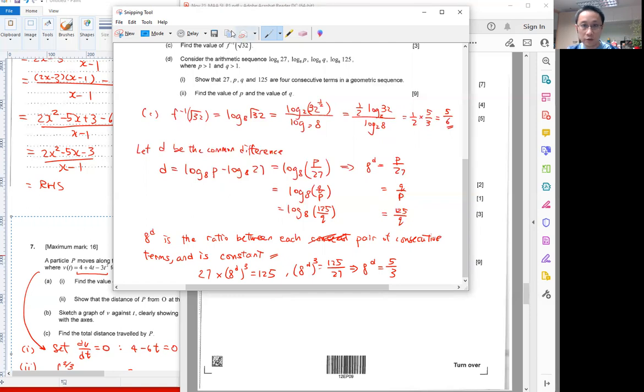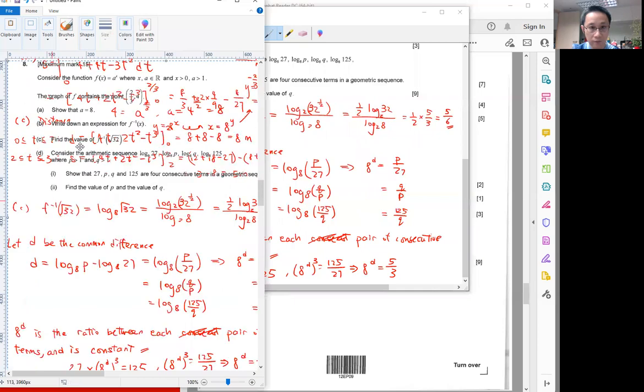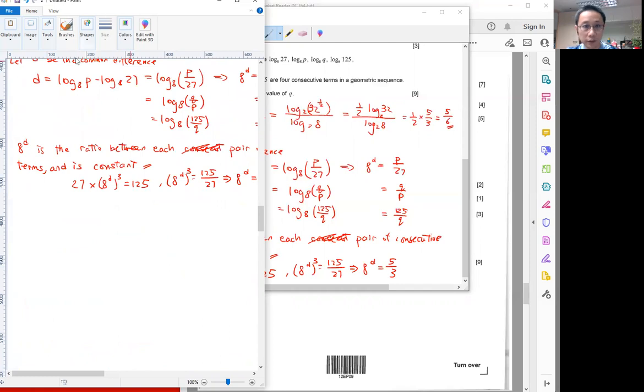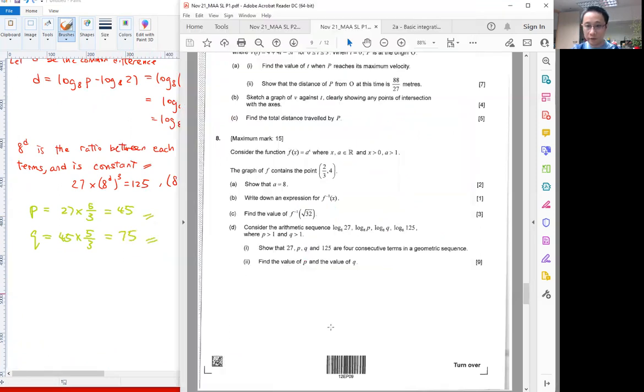I have no space. Just copy it over. I should write it here. So P would equal 27 times 5 over 3, which is 45. Writing in green after writing my entire thing in red is unsatisfying, but no, I don't care. And then Q would equal 45 times 5 over 3, which is 75. So that's the answer.